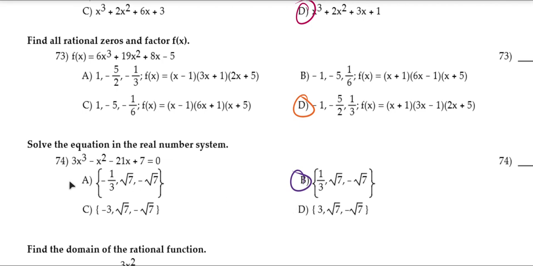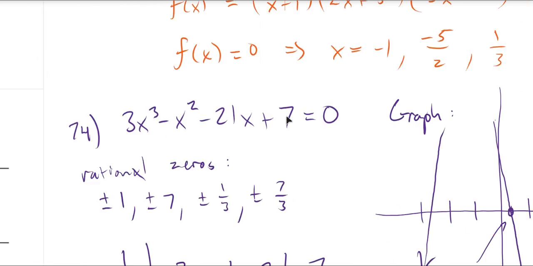We continue. Question 74 asks us to solve this equation in the real number system. Okay, well, it's a polynomial set equal to 0, so perhaps we should try to factor it. We might take note that the rational zeros are only possibly plus and minus 1, plus and minus 7, plus and minus 1/3, plus and minus 7/3. That's factors of 7 over factors of 3 in all combinations.